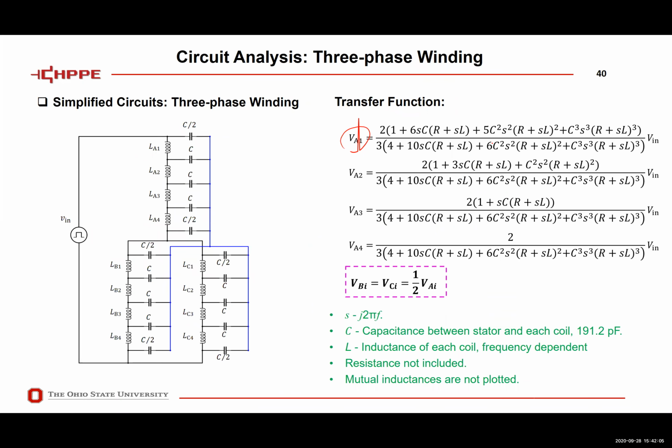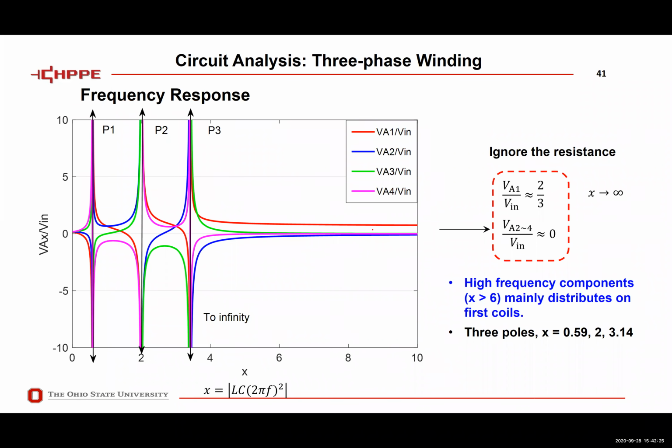They're functions of all the machine parameters, all the winding parameters, L, C, R, and also the frequency of the voltage ringing. Then in this case, we can plot the transfer function for the voltage across the individual coils. So this is a transfer function here versus an X value here. The X value is related to the parameters of the winding and also the frequency of the voltage ringing.